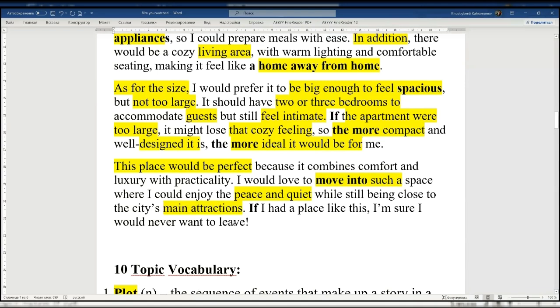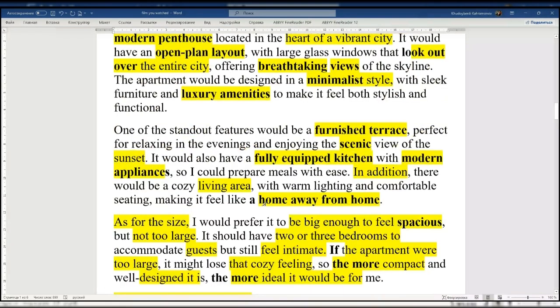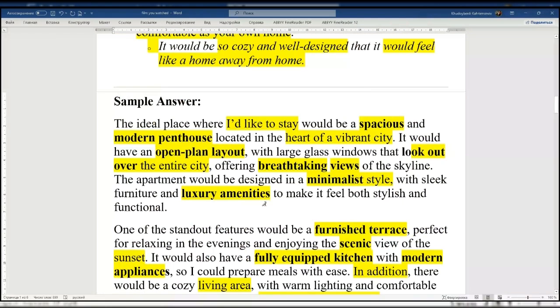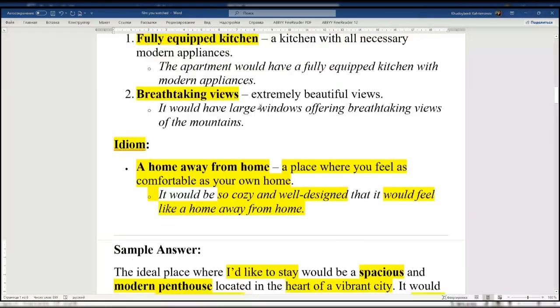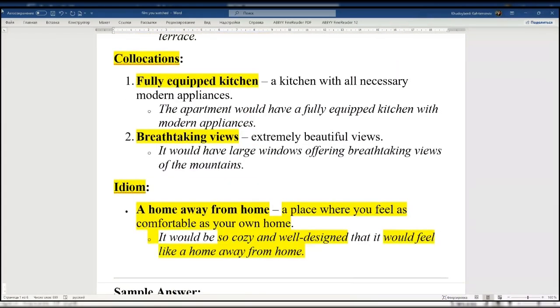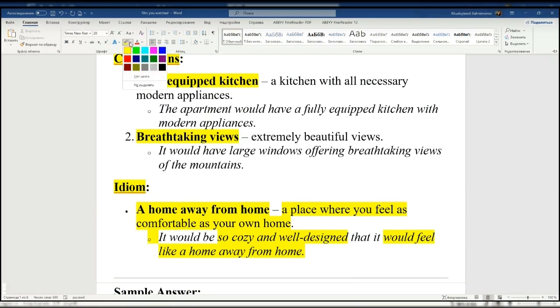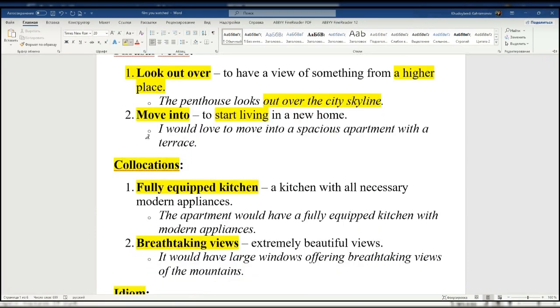And so this is it for the sample answer, and try to pay attention to vocabularies, all vocabularies, because they are really useful for you to use in your speech.